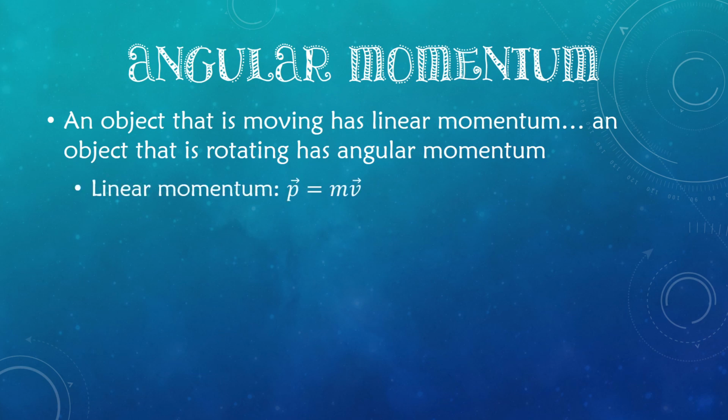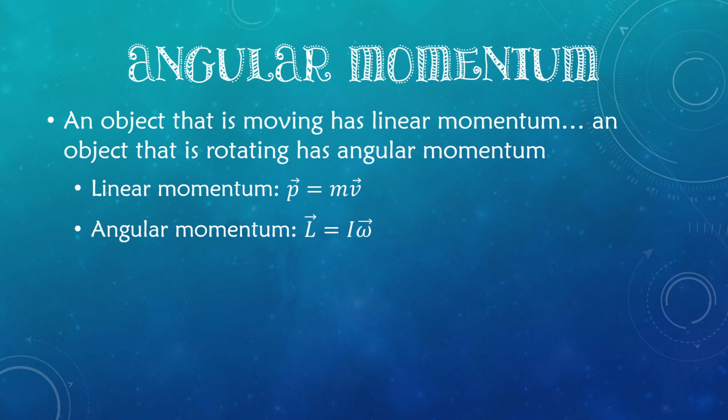We know linear momentum can be found using the equation P equals mv, where P is the linear momentum, m is mass, and v is a linear velocity. Linear momentum has a direction, and it's the same direction as an object's linear velocity.